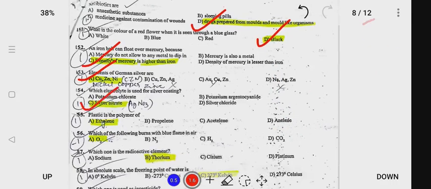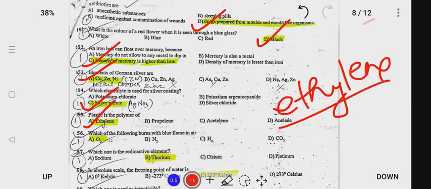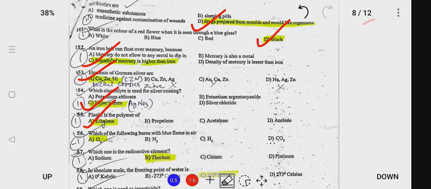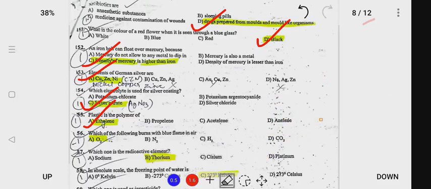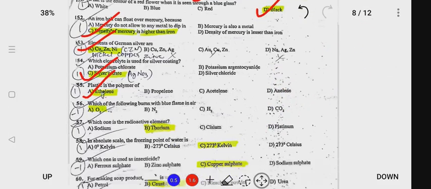Next, which electrolyte is used for silver coating? Silver nitrate is used for silver coating. Next, plastic is a polymer of ethylene. Plastic packs that we use are made up of ethylene, and this is also known as polyethylene. Next, which of the following burns with a blue flame? So the blue flame is oxygen.